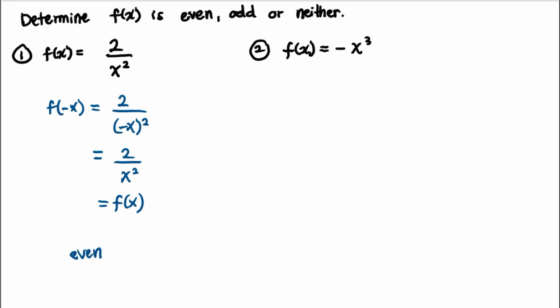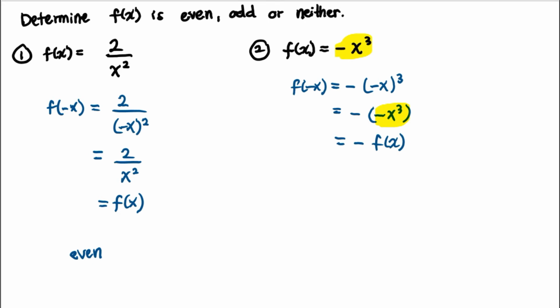Right, let's try the second one. What if you have f of negative x here? We have negative x to the power of 3. This becomes a negative of x to the power of 3. So the original is a positive x to the power of 3, which is f(x), so we can say that this is a negative of f(x). When f of negative x is equal to the negative of f(x), therefore this is an odd function.